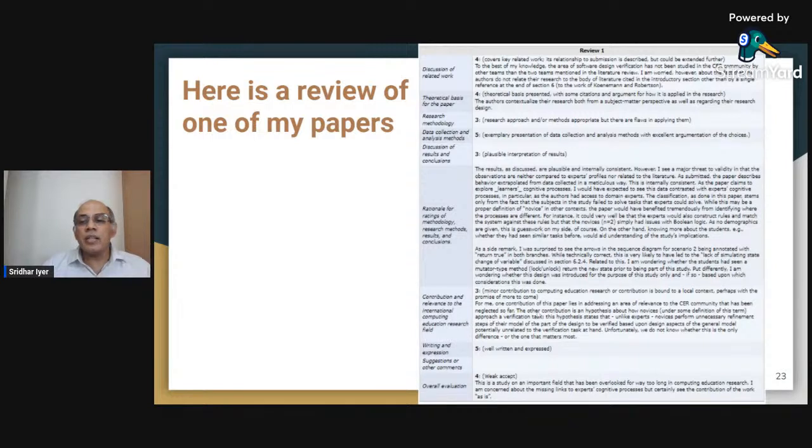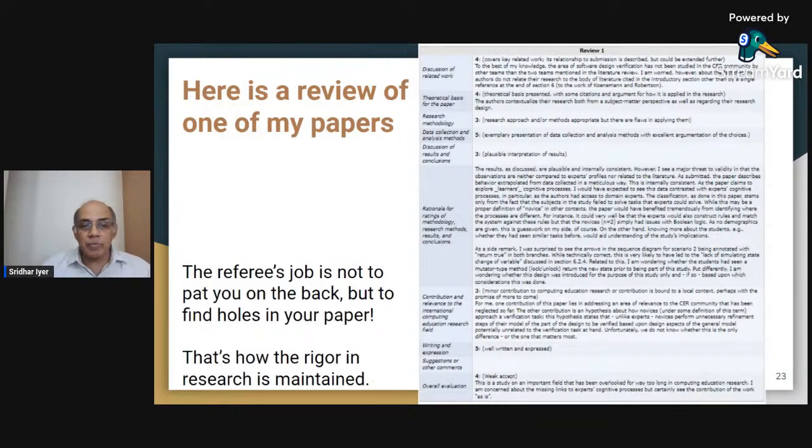Here the referee has said that there are 2 contributions. Unfortunately, we don't know whether this is the only difference or whether there is some other difference. Something can be verified, something is not possible, right? And finally, at the end of it, even though the paper is well written, the referee is saying a weak accept because they are concerned about some of the missing links to experts' cognitive processes. So the net result of this review was that the paper was not accepted.